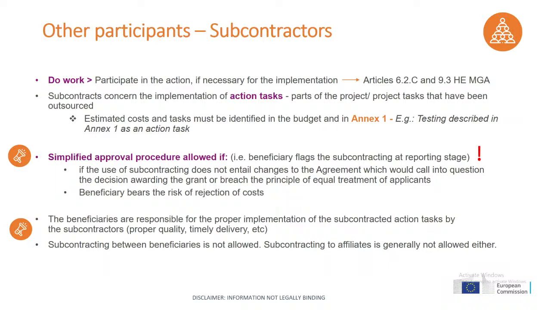Please note that this is very important. Subcontracting between beneficiaries is not allowed. This is because each beneficiary must perform their action tasks described in Annex 1 and declare their own cost. Also, subcontracting to affiliates, and by affiliates here, I do not refer to affiliated entities that I explained before, but to entities, for instance, with a capital link to the beneficiary. This is generally not allowed either. It can be exceptionally justified, for instance, if you have a framework agreement in place, but normally this is not allowed.